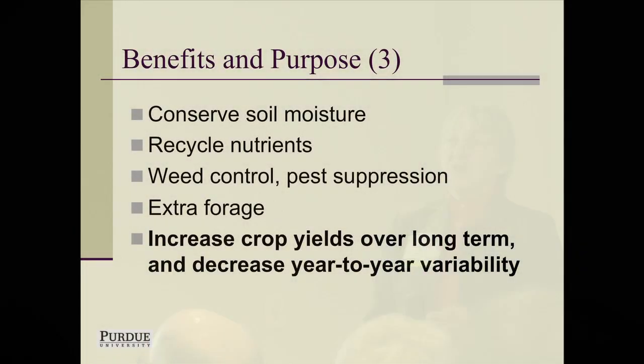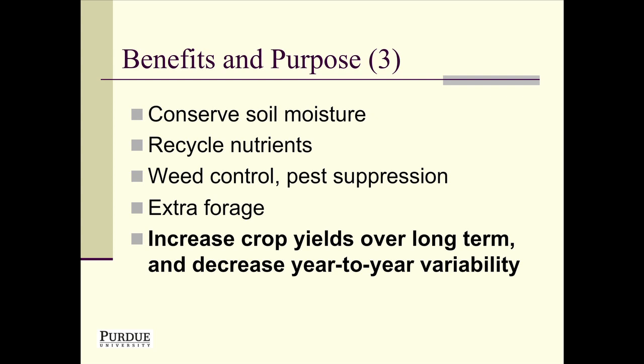Maybe the main purpose for somebody is to conserve soil moisture, to have a really good mulch on the soil surface so that you reduce evaporation and have more moisture available for the crop. Maybe it's to recycle nutrients. Maybe weed control and pest suppression is a major goal, in which case you're going to, again, want a different kind of cover crop than if your major goal is to scavenge nitrogen. Maybe it's extra forage, and we'll talk a little bit about that with our later speakers.